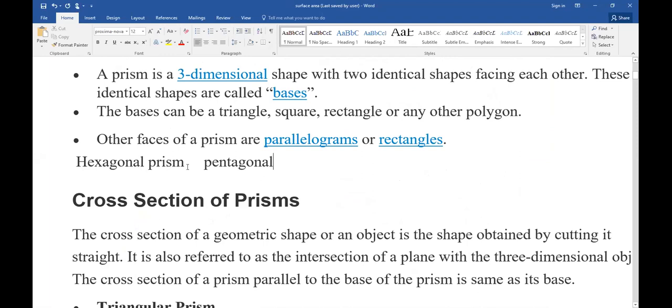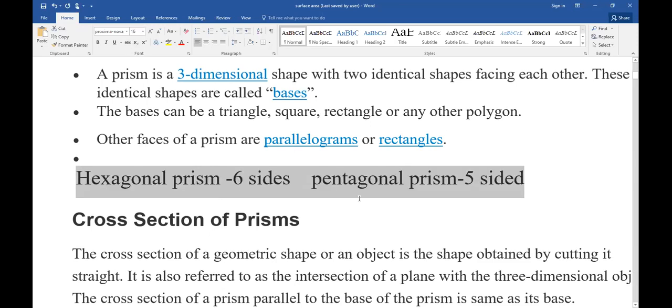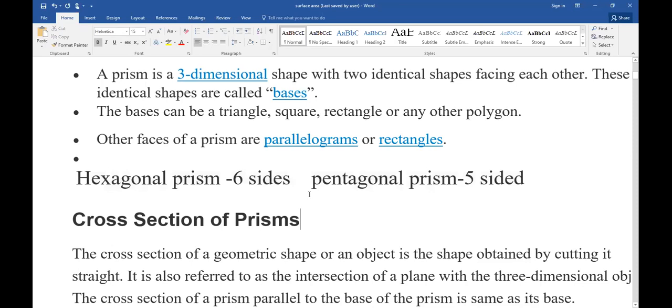So hexagonal prism, it has how many sides? 6 sides. Pentagonal prism has how many sides? 5 sides. So this is what we are looking at. We have a hexagonal prism, 6 sides, and a pentagonal prism, which is 5-sided.